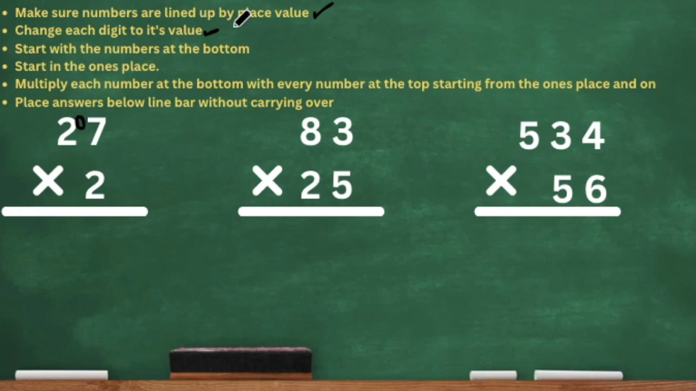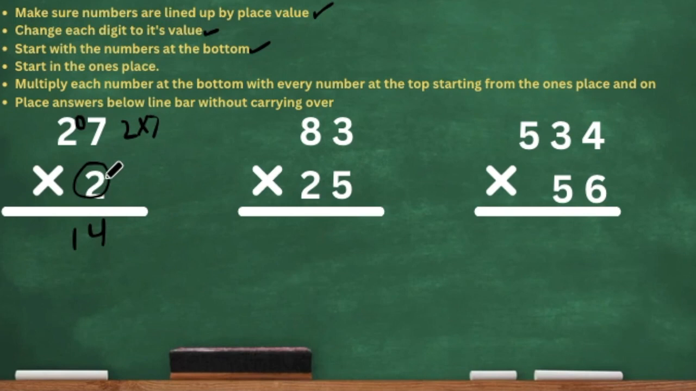So we're going to start in the ones place at the bottom, and we're going to multiply that digit by every number at the top. When we're doing that, write your equations down at the side, because it's going to help you keep your work organized and clear. So let's take a look. We have 2 times 7, right? 2 times 7 is 14, so I'm going to write my 14 down here.